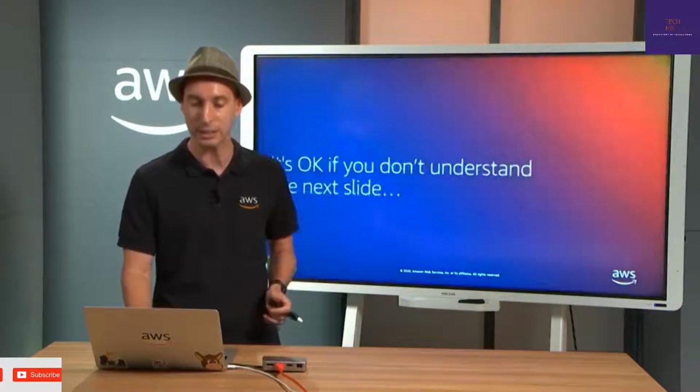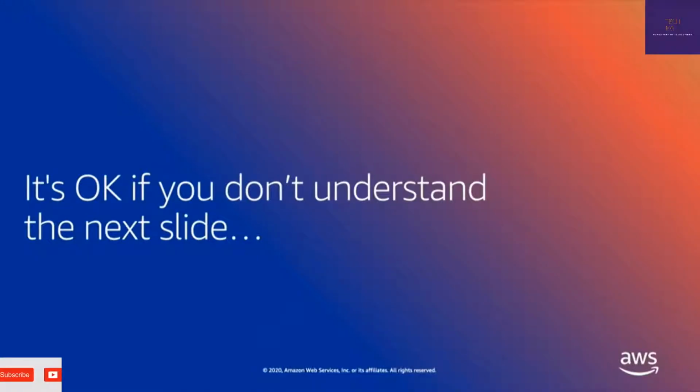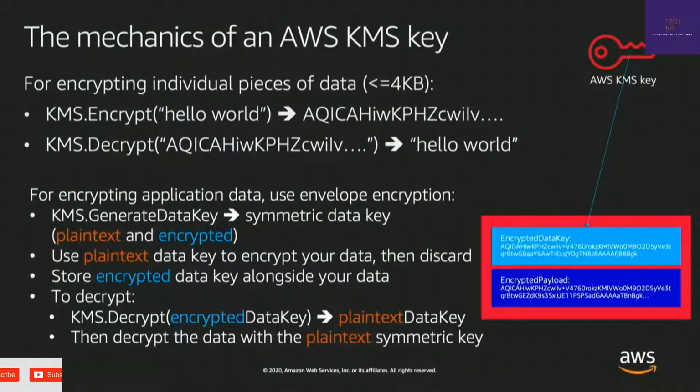So let's use a specific example. Now, it's OK if you don't understand what I'm about to show you. But it's a builder session, so I want to at least explain what's going on behind the scenes before I explain why you don't need to understand this. So bear with me for just a moment. Here's how AWS KMS works. Let's say you have a particular key that you've already generated. This is just a cryptographic key. So that's stored in KMS.